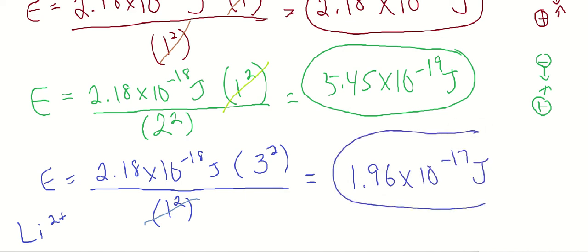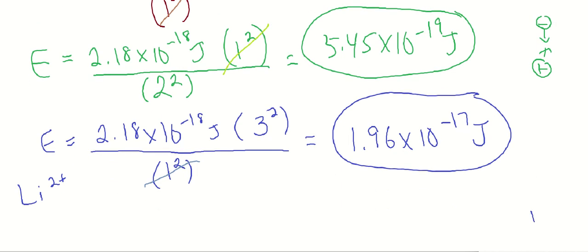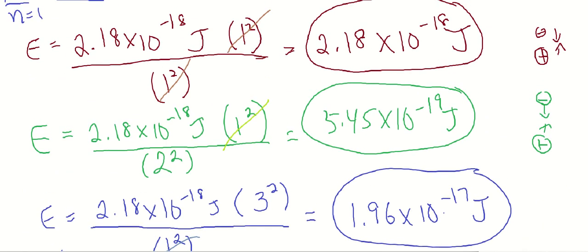And this is much more energy to remove, because think about this: it's got 3 protons, all attracting 1 electron that's really close to it. So this is a big attraction compared to these other first 2 scenarios. This one requires the most energy to remove, followed by this one here, and then that one is going to take the least amount of energy.